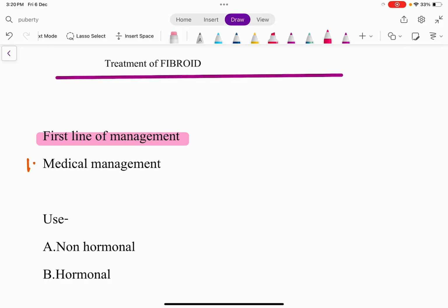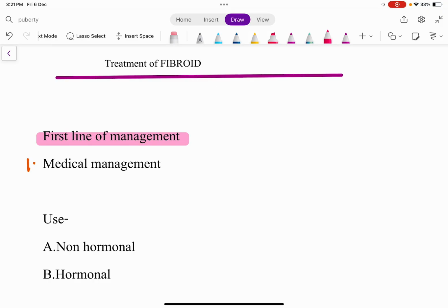So in this module, we're going to deal with the treatment of fibroid, which is also called leiomyoma. Basically, I have divided this topic into various sections so that this might be easier for you, and you can watch very selectively whatever treatment options you want.